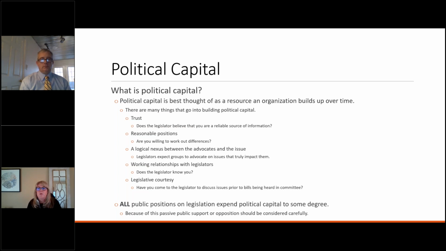We also have to have a logical nexus between the advocates and the issue. Legislators expect certain groups to advocate on issues that truly impact them. So are we staying in our lane? Because if we're perceived to be lobbying on an effort that doesn't seem germane to us, we're not going to be seen as legitimate when it comes time for an issue that really is important to us.